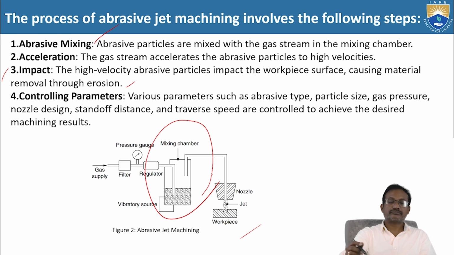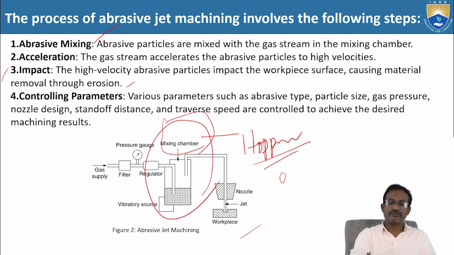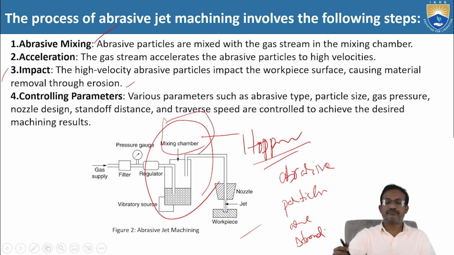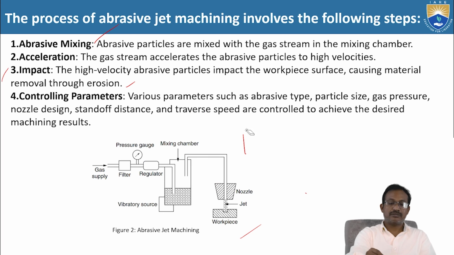From this figure, a hopper is placed on the mixing chamber, where the abrasive particles are stored. Abrasive particles are mixed with the gas stream in the mixing chamber. Now, second one is acceleration. The gas stream accelerates the abrasive particles to high velocities. Here the velocity will be increased.